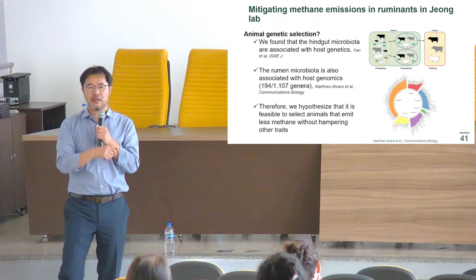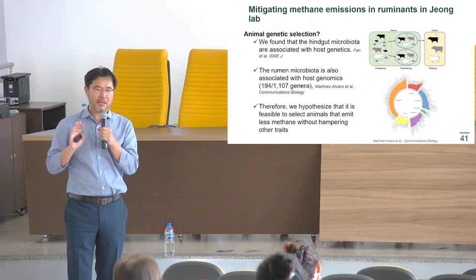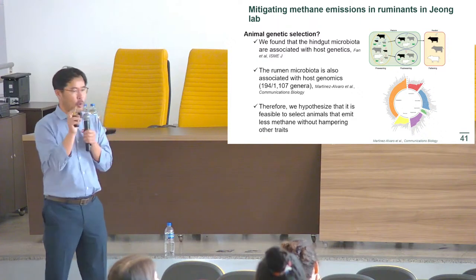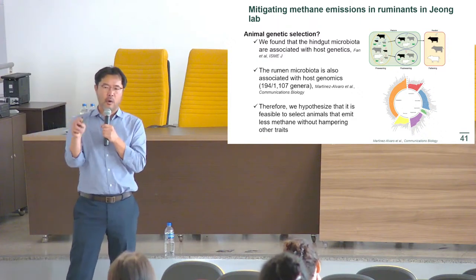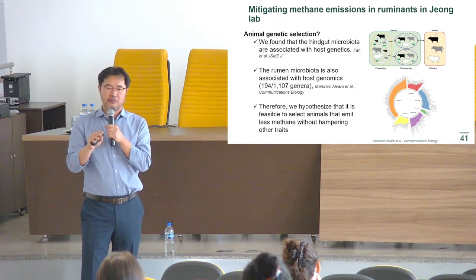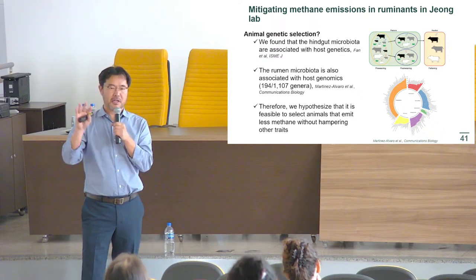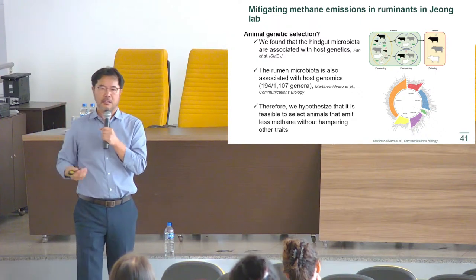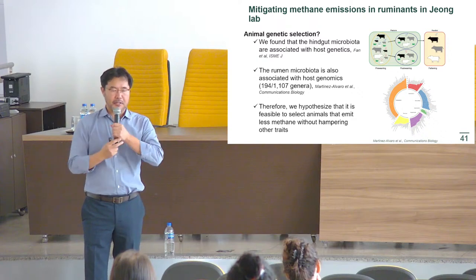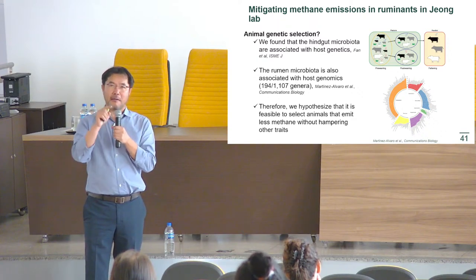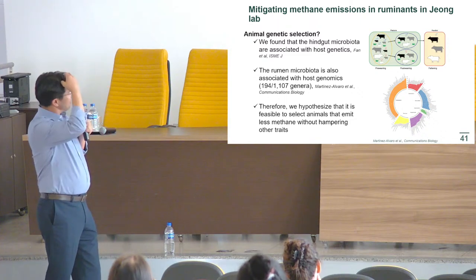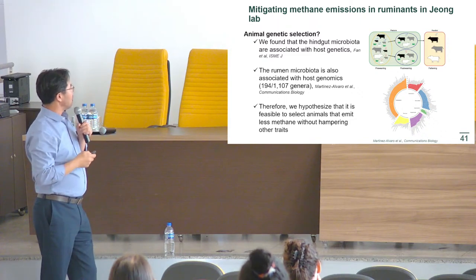This study is funded by FFAR. I'm not the PD, I'm just a co-PI of this grant. So we are targeting two different methods. One is targeting specific methanogens in the rumen to reduce methane emissions. The other is looking for better animals without losing average daily gain, ADG. So those are the two works we are doing right now.